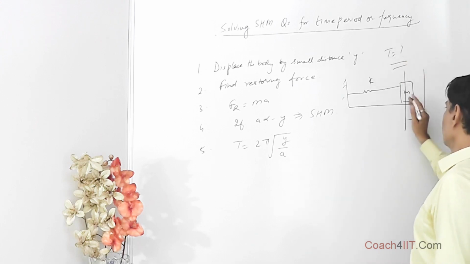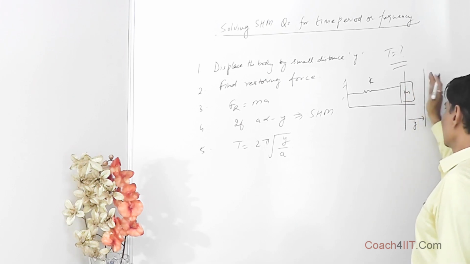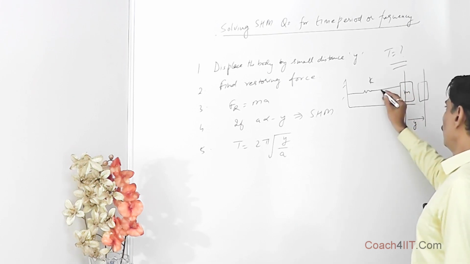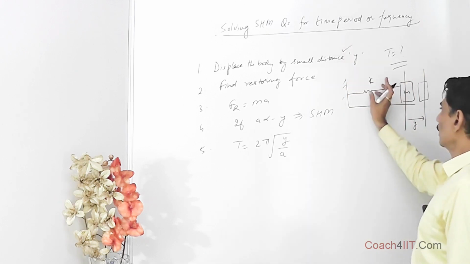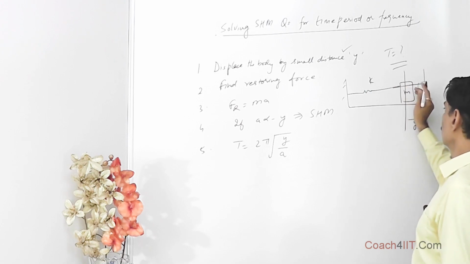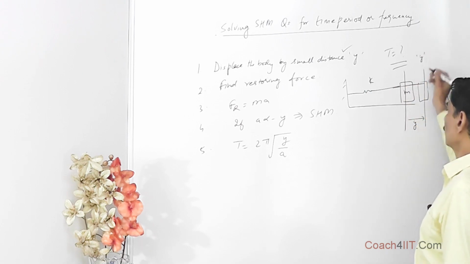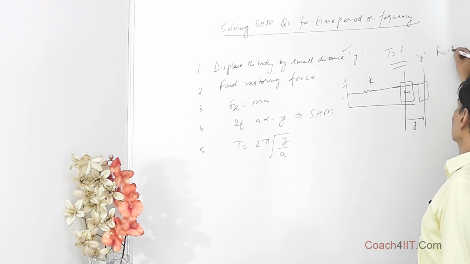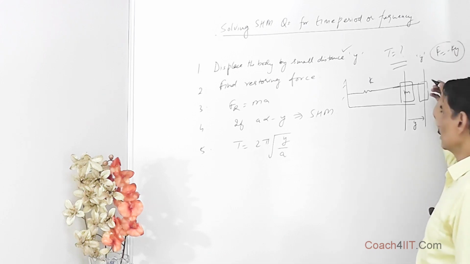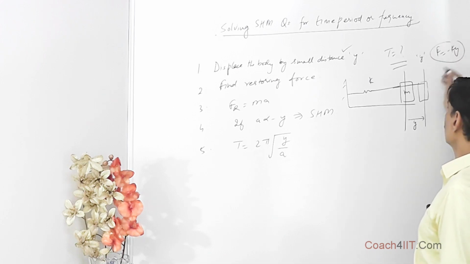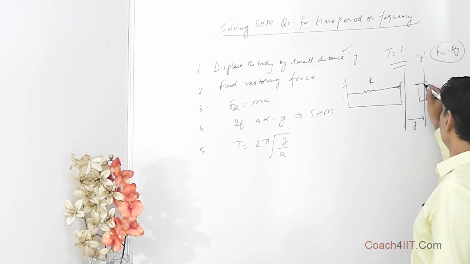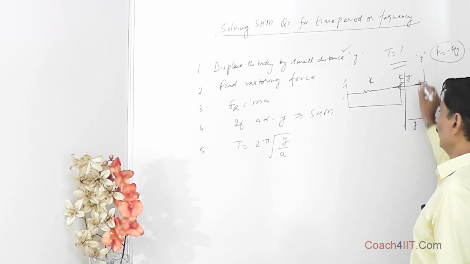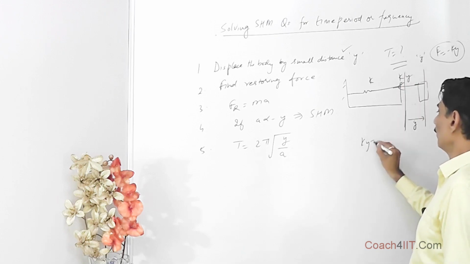So what we do is first we slightly displace it from the mean position by distance y. Once it is displaced from here to here, we have done the first step. If it is moved by distance y, the spring is also stretched by y, and we know F is equal to minus ky in a spring, that is the restoring force is k into y where k is the spring constant. So the spring will pull this body towards its mean position by a force ky. So ky is equal to ma.